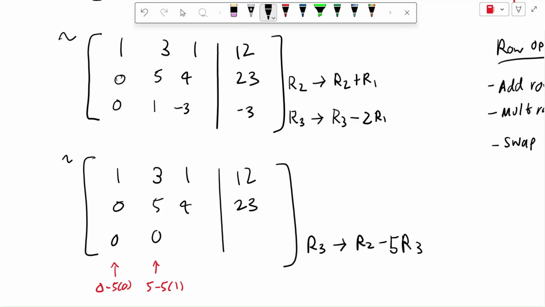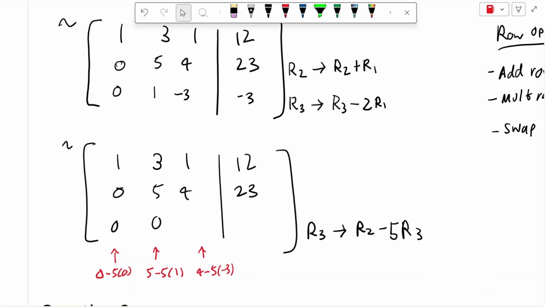Excellent. In this bit here, I've got 4, take 5 lots of minus 3. And you can see why I've swapped the order now, because that gives me big positives. That gives me 19. And then let's go in here. I've got 23, take 5 lots of 3. So that's going to become 23 plus 15. So that's going to give me 38 there.